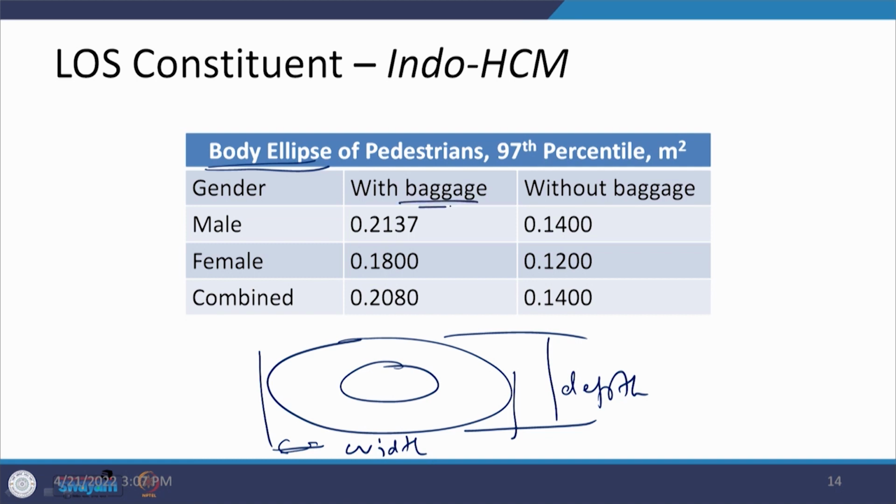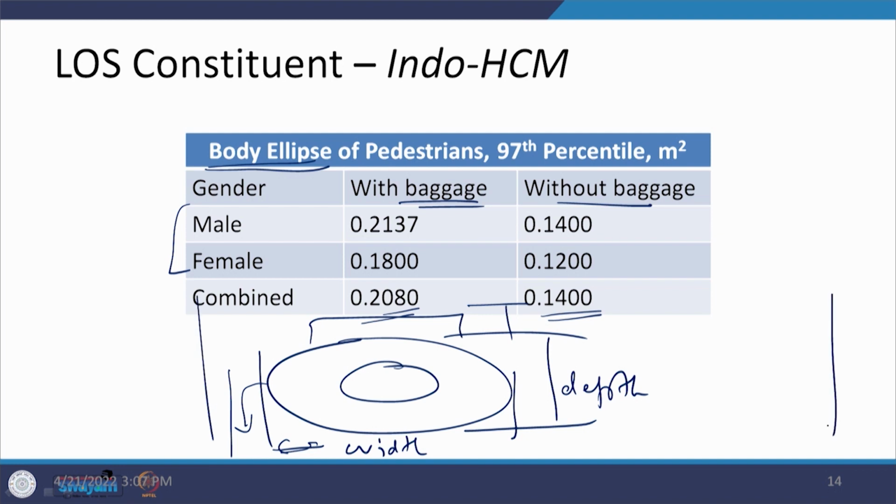But then there are two cases being talked about here, one with baggage and another without baggage. Say if you have a pack at the back, then this depth is going to increase, or if you are carrying something in hand, then the width is going to increase on the other side. If you take the combined condition of male and female, the area is 0.2080 meter square when baggage is being carried, and when there is no baggage, it can be as low as 0.14 meter square. So, how many such people can be on a footpath depends on the width of that facility.